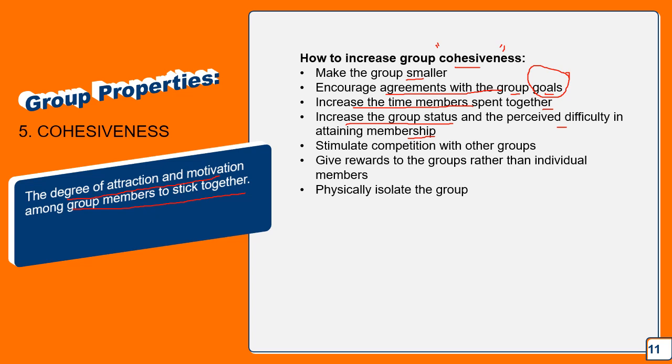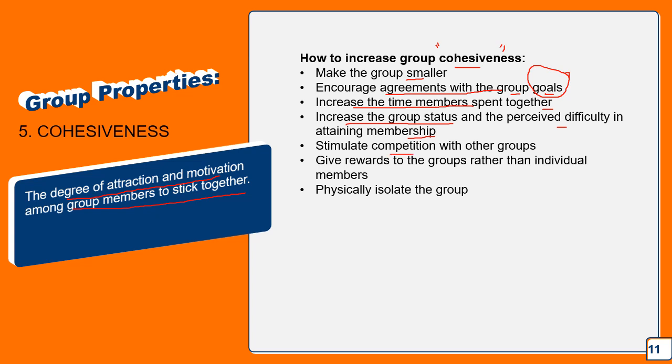So when your group has high status and is very difficult to enter or to become a member, then once a person gets to join that group, that person will try to remain in the group. So that person will try to be close to another member in order to remain in the group.